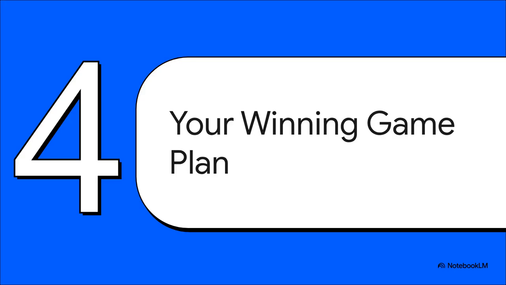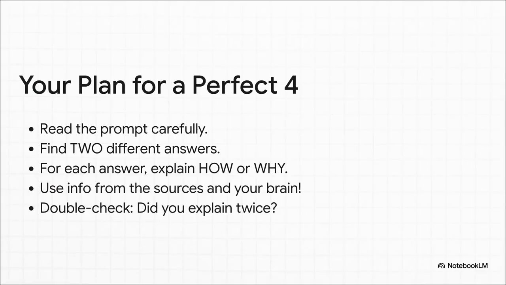Okay, let's wrap this all up into a winning game plan. This is the checklist I want you to have in your head when you walk into that test. Here's your plan for a perfect 4. First, read that prompt carefully. Look for those key verbs like explain. Then, your mission is to find 2 different answers. Dig through the sources, use what you already know. For each of those answers, you've got to add the how or the why. That's your explanation.